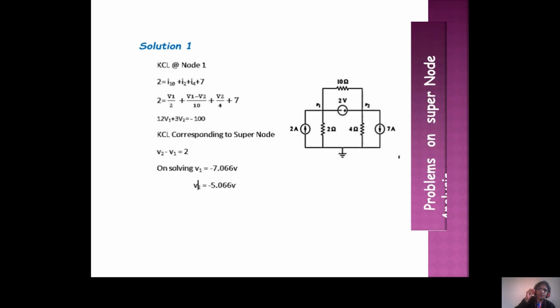Whenever there is a supernode, leaving that supernode aside, you have to consider the total equation in one form and the supernode equation as the other equation, and solve these two equations. You get the voltages in the circuit. Whenever you know the voltages, you can automatically find the current in each element.